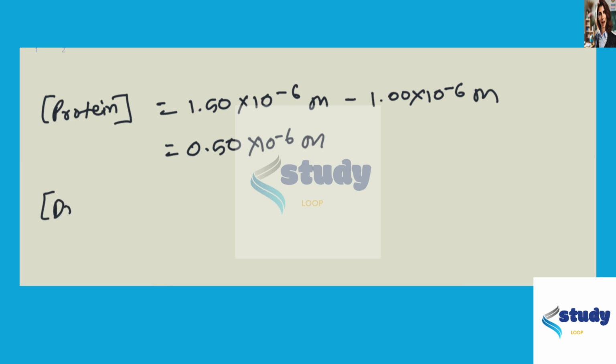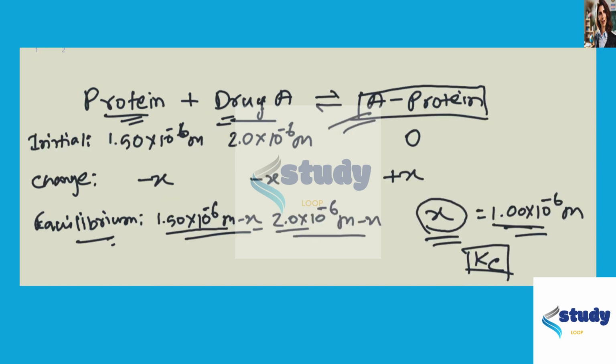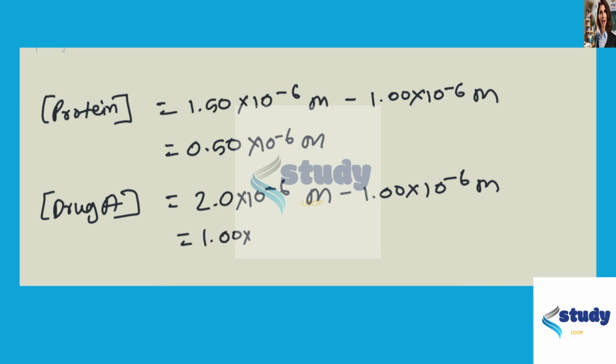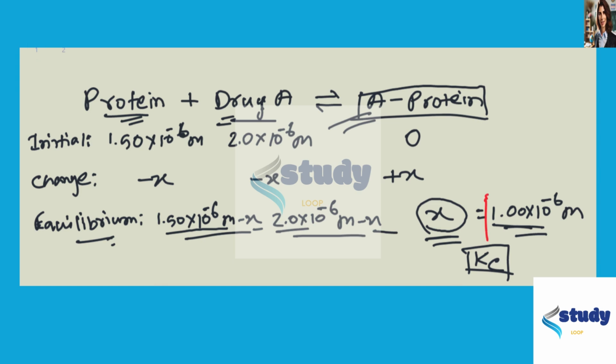Now we'll find the equilibrium concentration for drug A, which will be the value of 2 times 10 to the power minus 6 M minus x. So it will be 2 times 10 to the power minus 6 molar minus the value of x, which is 1 times 10 to the power minus 6. From here, we get the concentration of drug A, which is 1 times 10 to the power minus 6 M. So now we know the equilibrium concentration of the protein, of drug A, and of the drug A protein complex.